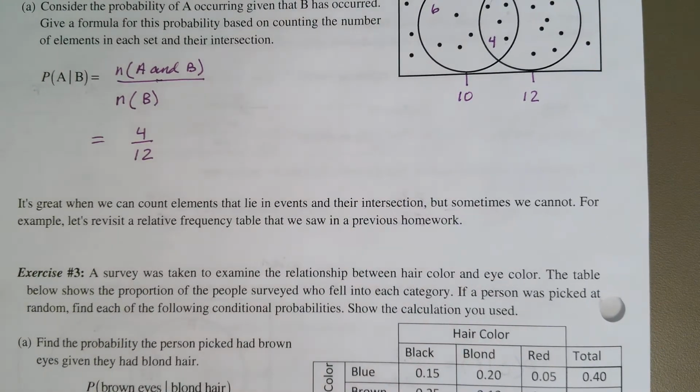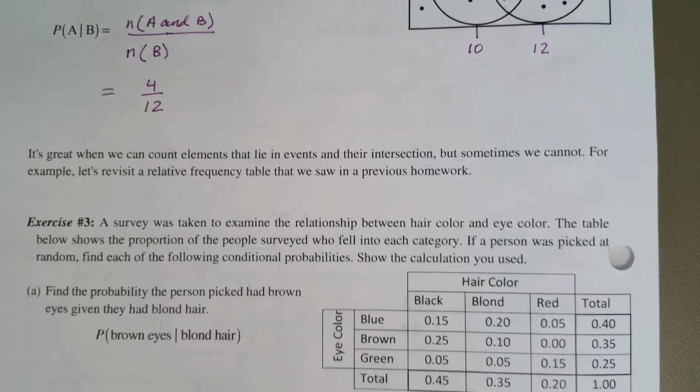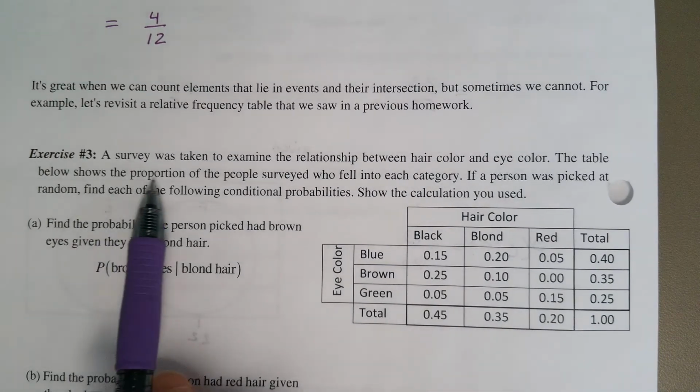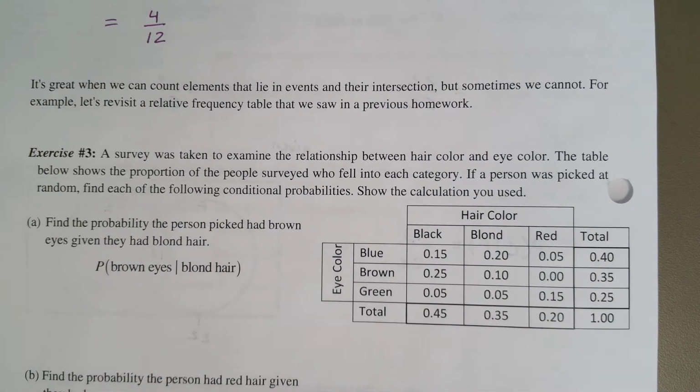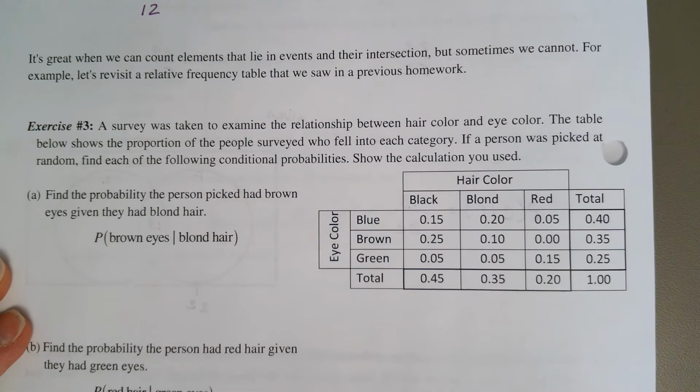It's great when we can count the elements that lie in the events and their intersection, but sometimes we cannot. So here we have a relative frequency table. A survey was taken to examine the relationship between hair color and eye color. The table below shows the proportion of the people surveyed who fall into the category. Each person was picked at random. Find each of the following conditional probabilities. Show the calculations you use.